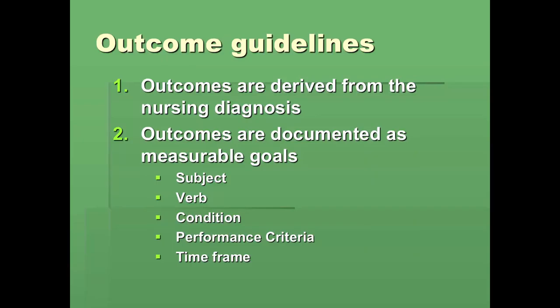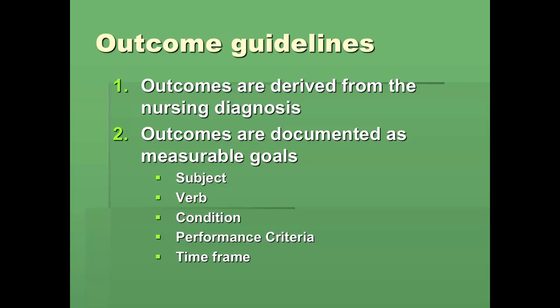We'll back up here. There might also be conditions or modifiers on that verb. For example, we may have a verb ambulate, and then a condition on that verb would be with a walker or with assistance. So we're modifying the verb. That doesn't always take place, but that's something we want to look at to see if it needs to be in our goal statement to make sure that it's measurable.